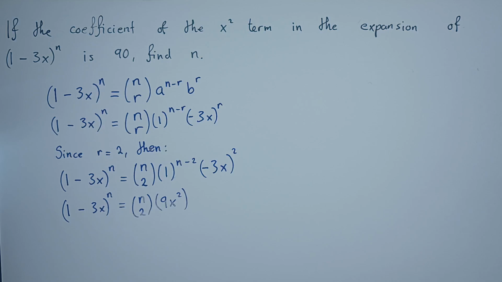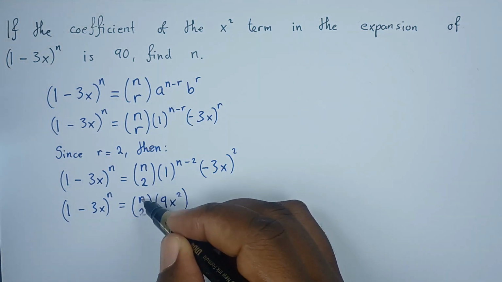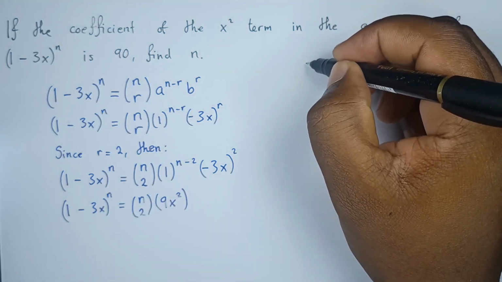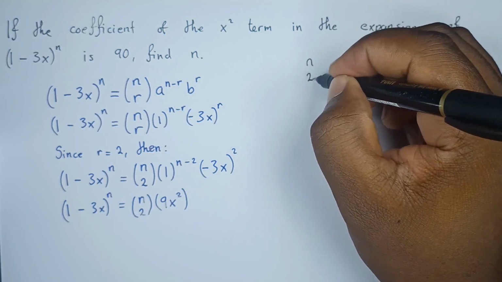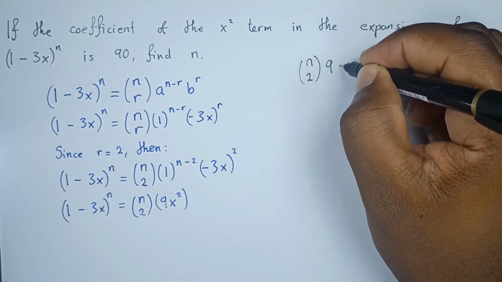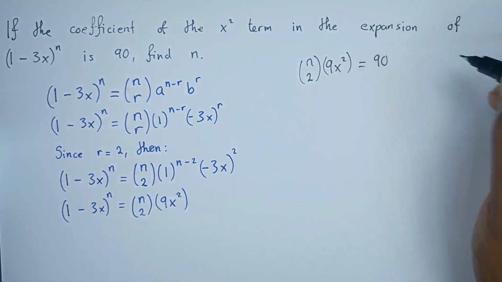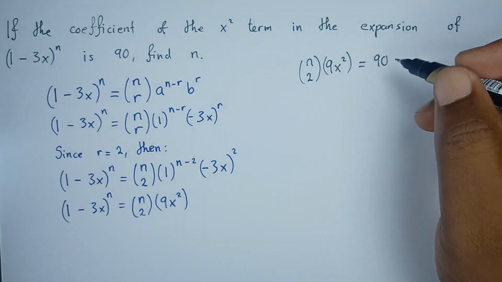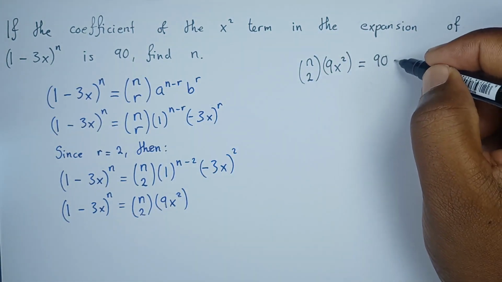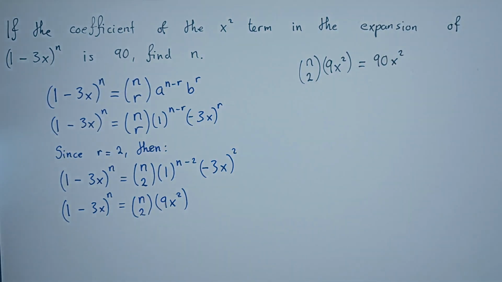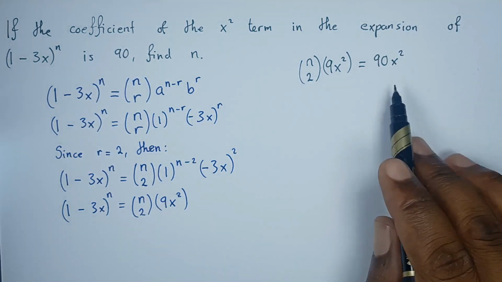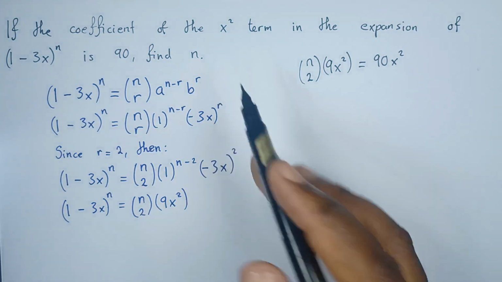Now remember, the question says the coefficient of the x squared term is 90. So the coefficient of this is 90. So how do we break this down? It's important to note that we need to break down the combination first. Remember, what we have here is n combine 2 times 9x squared. So the coefficient of all this is equal to 90, so we can just say 90x squared. So the coefficient with its respective variable, which is x squared.